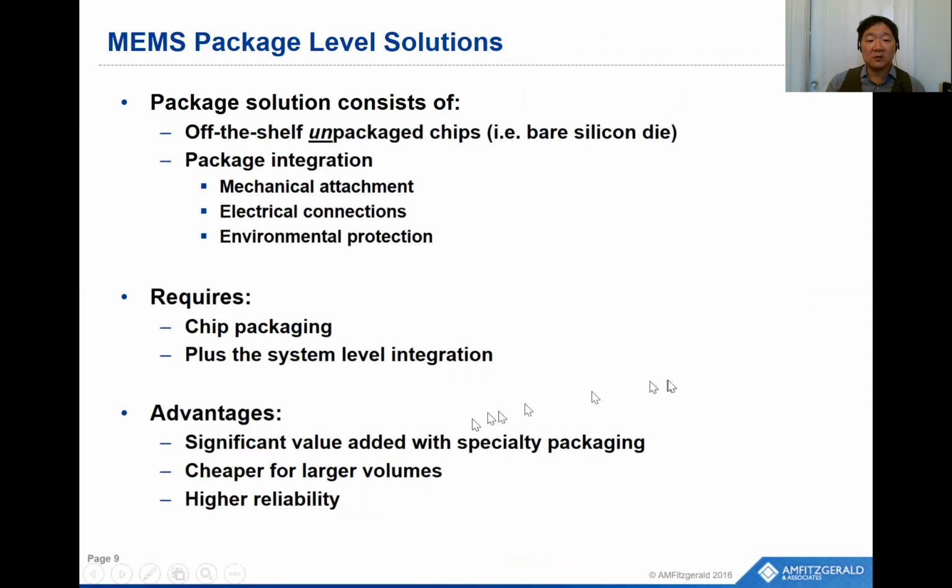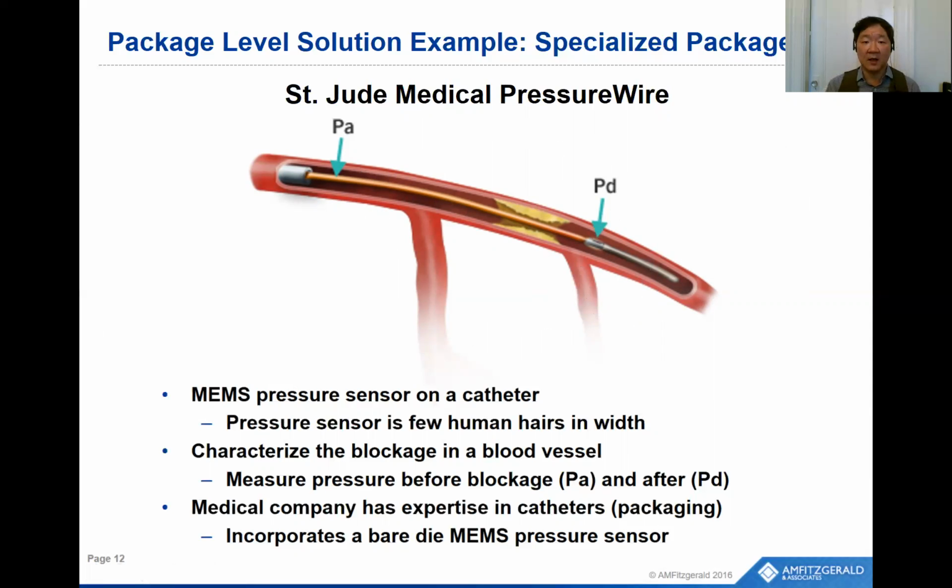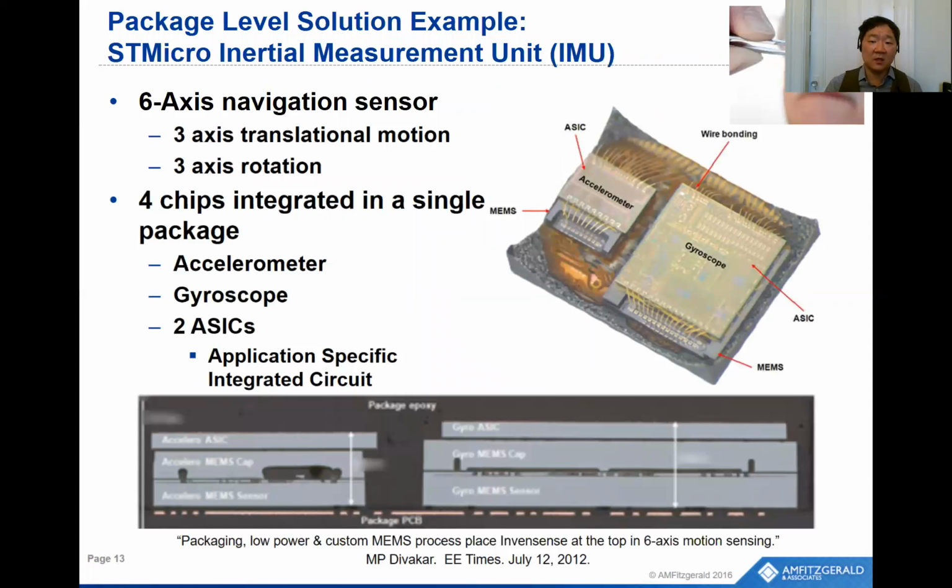Another reason why you might want to do package level solutions is that it's cheaper in larger volumes to do a package level solution, and also higher reliability. So let me give you an example of that. Previously, I showed you that navigation, that big 6-inch cube that's been shrunk down into a chip. Well, this is the inside of that chip. From the cross section, you can see there are 4 chips inside of here.